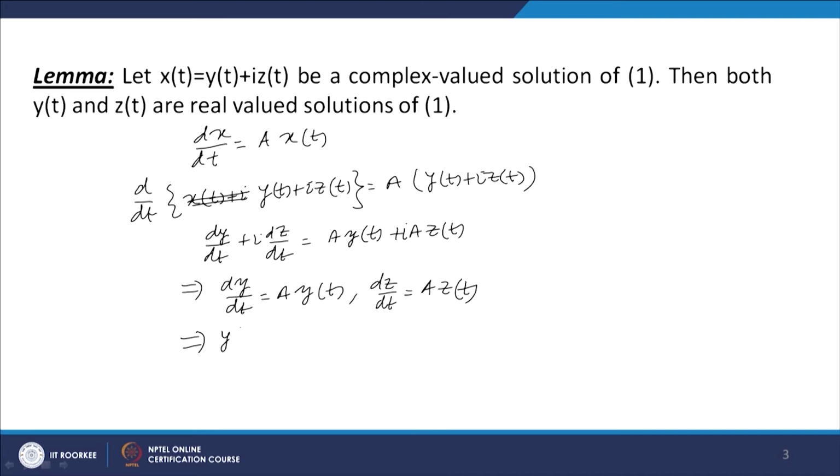So, y of t and z of t are solutions of x dot equal to Ax. Thus, if x of t equal to y of t plus i z of t is a complex valued solution of dx by dt equal to Ax of t, then both y of t and z of t are real valued solutions of x dot equal to Ax.